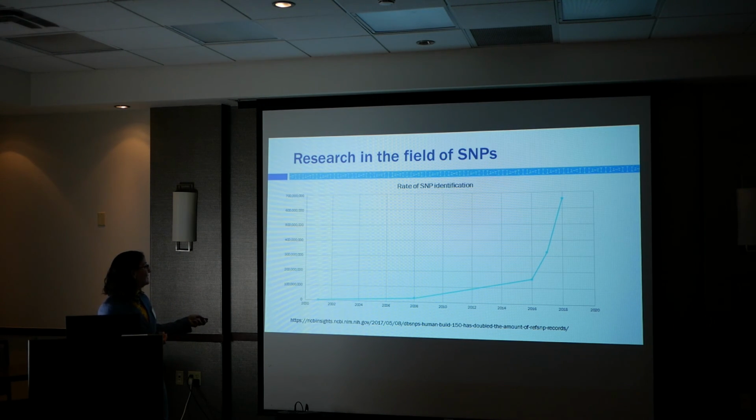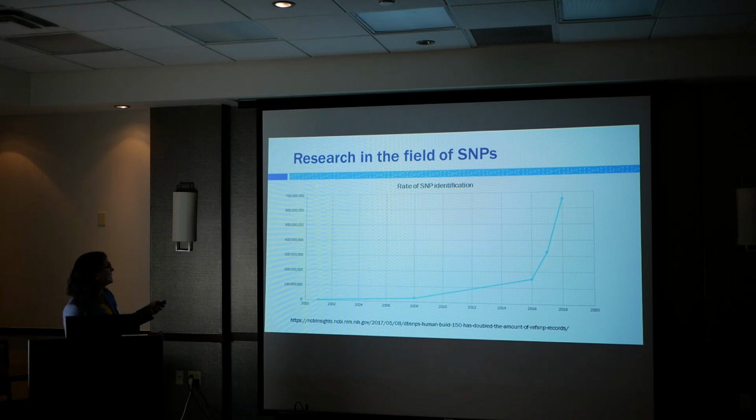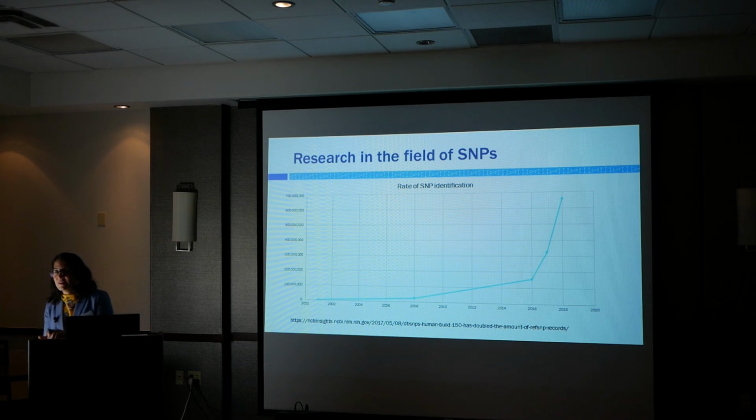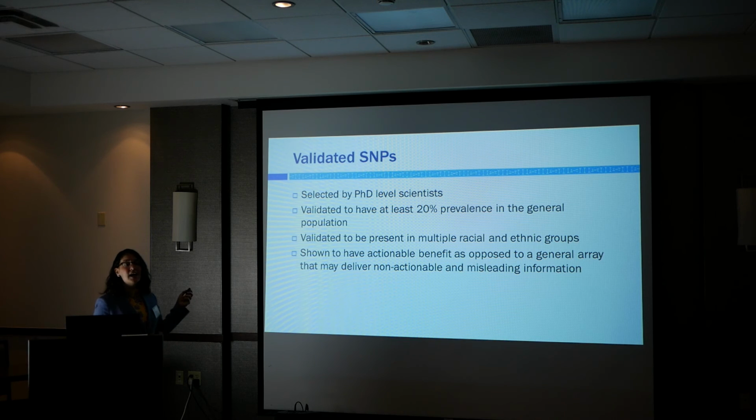From 2000 until this is 2018. Look at where we are. 700 million studies, SNPs identified. And then with each SNP that's identified, it has to be validated. So it's a process, and we're just going to be moving forward at an incredibly rapid rate, hopefully.